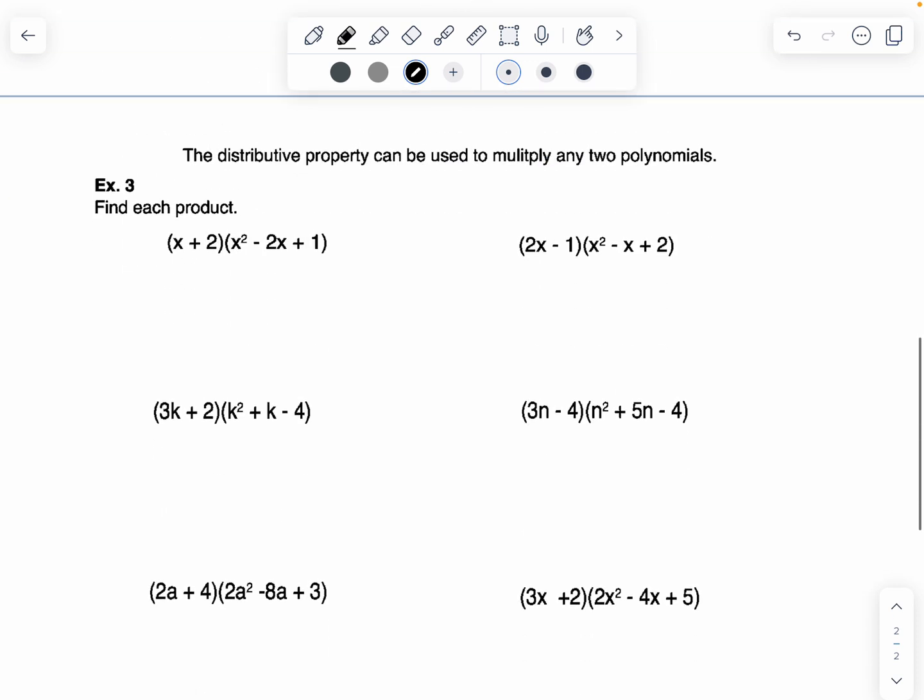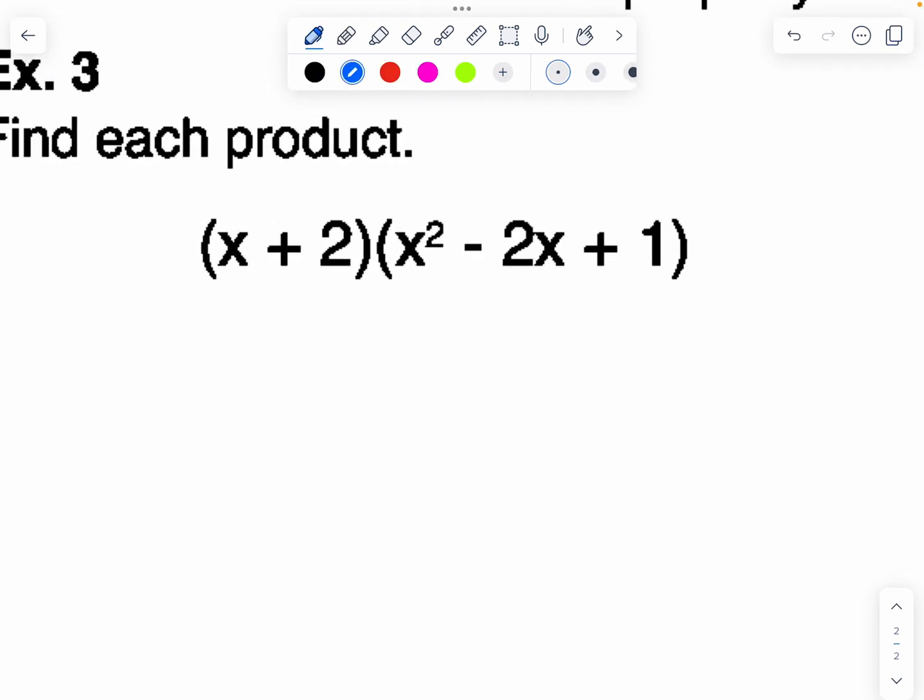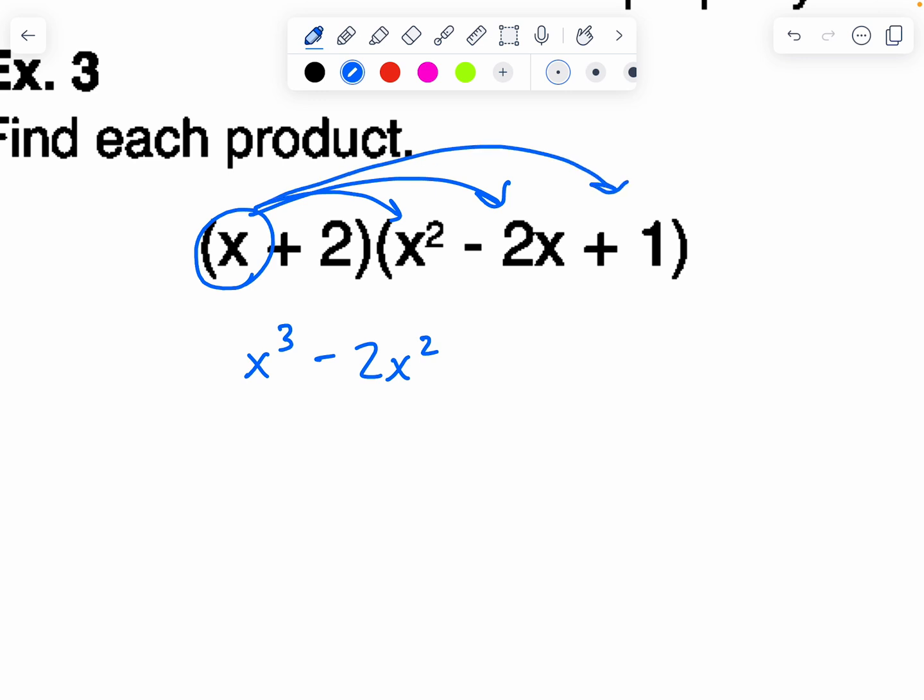Alright, so now we're going to do the exact same thing, but I have a binomial and a trinomial. So what I do is the same thing. Nothing really changes. So I'm going to take that first one and distribute it. X times x squared is x to the third. X times -2x is -2x squared. X times 1 is just x. And I'm going to take the second one, the 2, and distribute it to all 3.